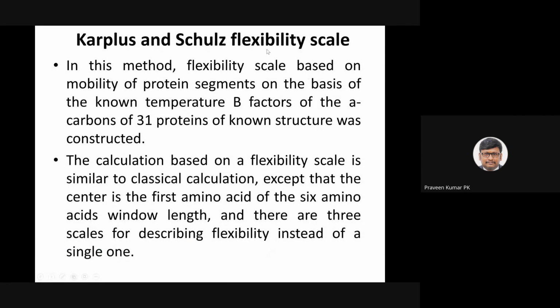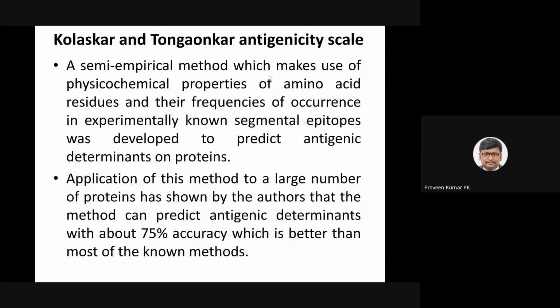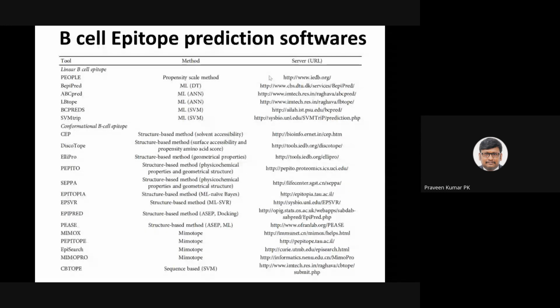And now we will be discussing the flexibility. Even the amino acids present in the epitopic peptide should be flexible, isn't it? If it is flexible, then only it can bind effectively with the paratopic region. To measure this, Karplus and Schulz have measured a scale for the amino acids. And Kolaskar has developed a scale for antigenicity. For antigenicity, there are a few physical and chemical parameters of amino acids. So these are determined by Kolaskar and Tongaonkar.